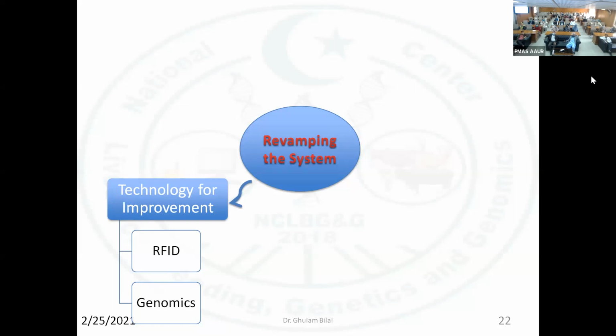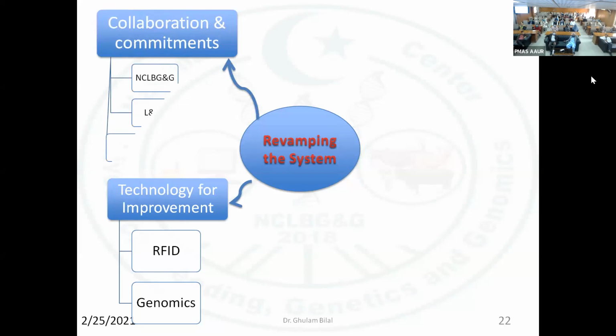But in Pakistan, recording data is a big challenge, and for this we will take the help of technology, RFID technology, and genomics. And we need a lot of collaborations to develop our local breeds. So collaboration is the key. For example, I'm sitting in an ABG lab. I cannot develop my local resources, local breeds alone. I need the help of all people: industry, farmers, academia, health sector.